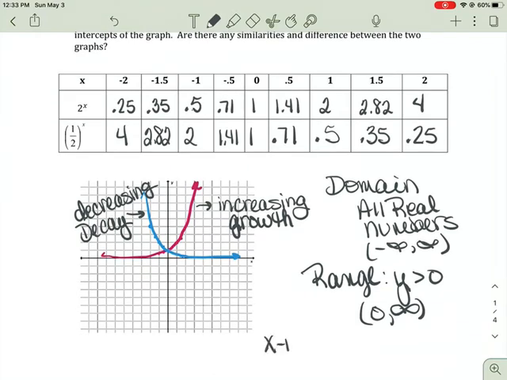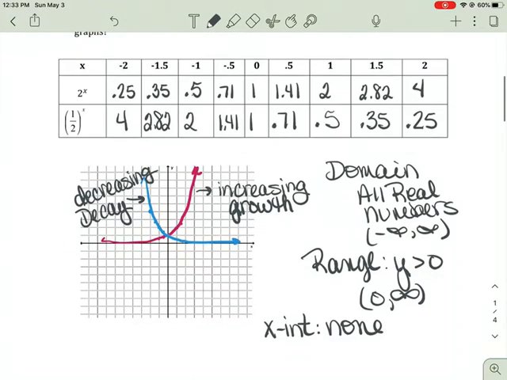Then I also asked for where it crosses the x, so the x-intercept. It doesn't. There is none, okay? And the x-axis is more along the lines of a guideline, which we're going to refer to later on as called an asymptote. And we'll define that a little bit later. But it is more like a guideline where the graph gets very close to but never crosses.